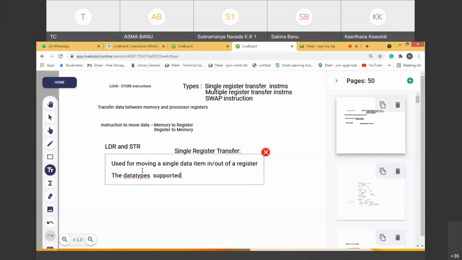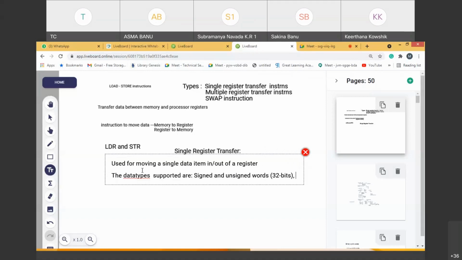The data types supported are both signed and unsigned. When I represent a bit with the MSB as 1, it will be a signed representation. How to represent both signed and unsigned, I clearly mentioned with an example. Words, both signed and unsigned words, how many bits? Each is 32 bits.